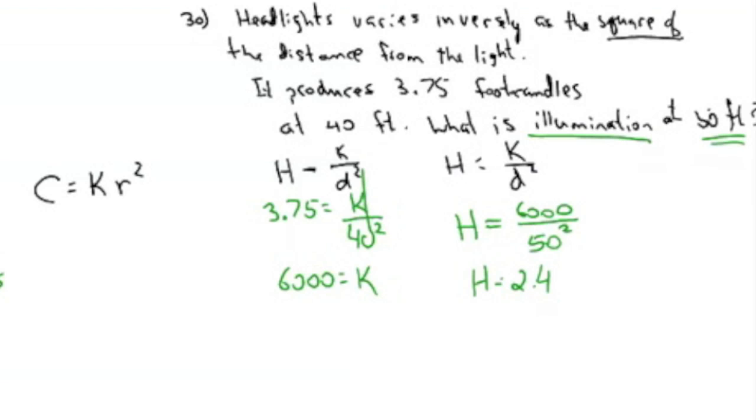It wasn't called illumination in the problem. What is it? Foot candles. This is foot candles, whatever the heck that is. Well, it has something to do with illumination at a certain amount of feet. This one is a little bit brighter because it's a bigger number. This one's smaller, so therefore it's not as bright.